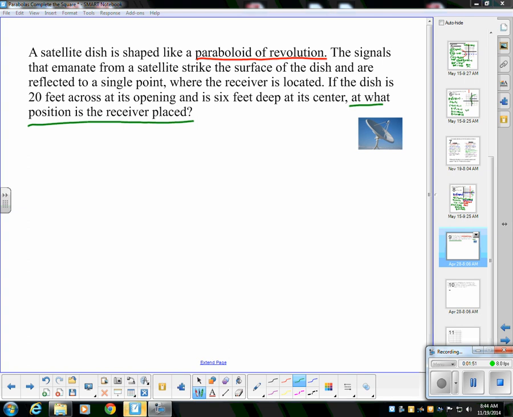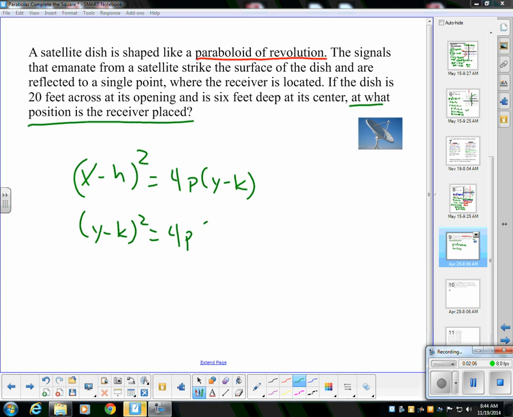All right? Well, remember we had two equations in which we found the focus. Both of them look like this. (x − h)² = 4p(y − k), and (y − k)² = 4p(x − h). This p part allows us to find the focus. As long as we're using one of these equations, we can find the focus.